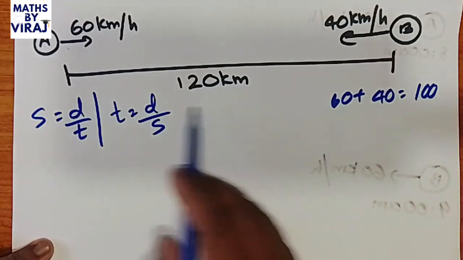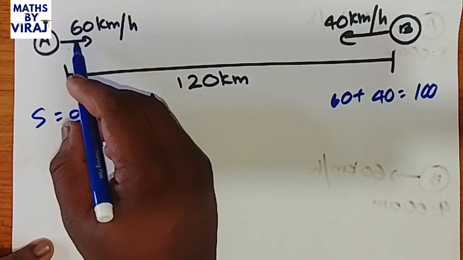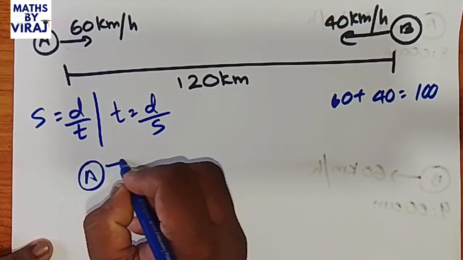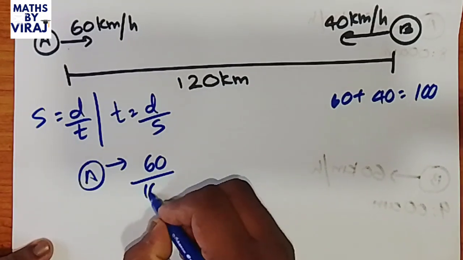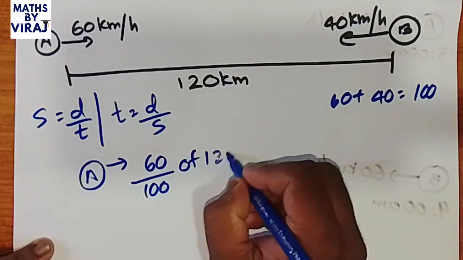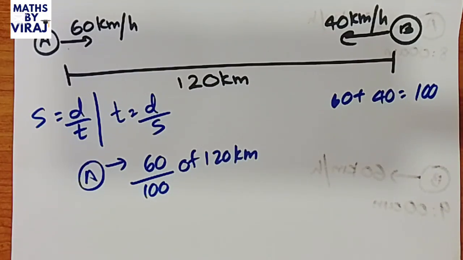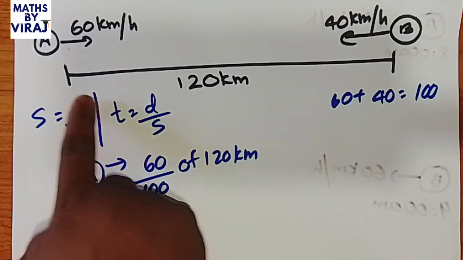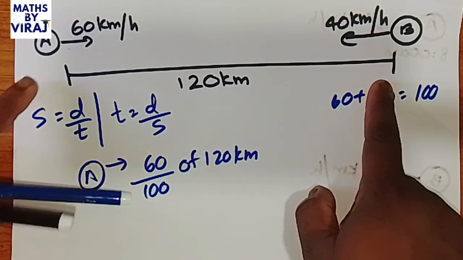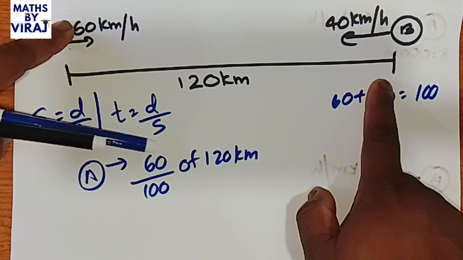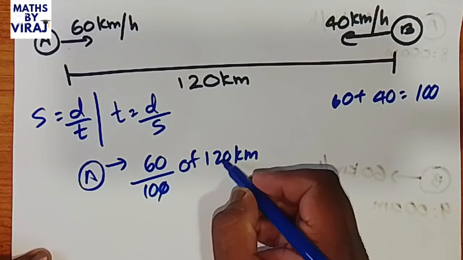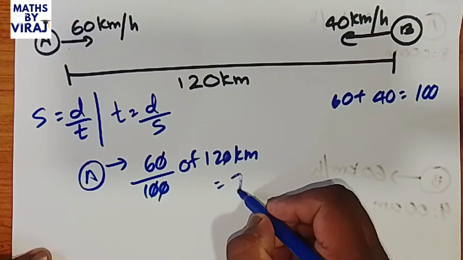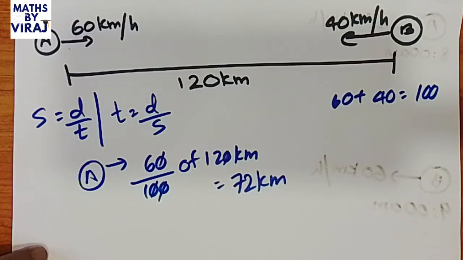We add them up. So now, as a fraction, I can write A moves a certain distance, 60 over 100 of 120 kilometers. Why? This is the kind of ratio that we have, right? Throughout the period, distance 120 kilometers, 60 kilometers per hour. When you simplify, what do you get? Look at that, 72 kilometers.